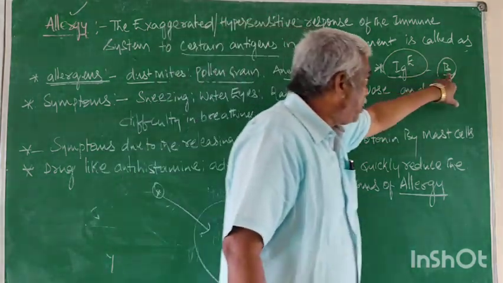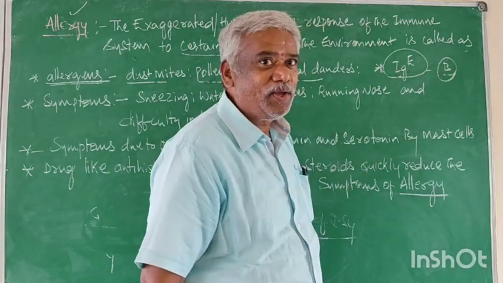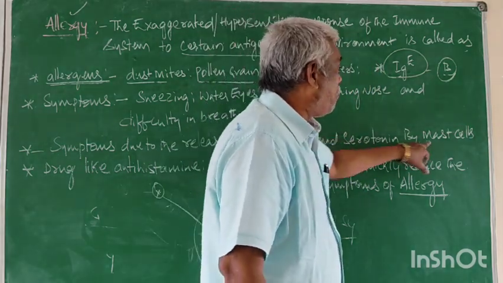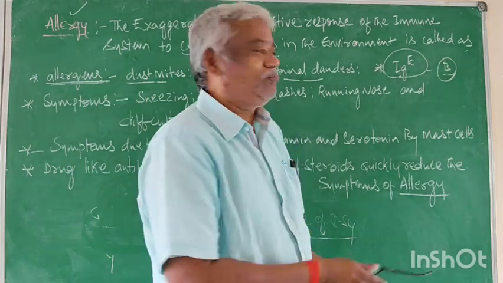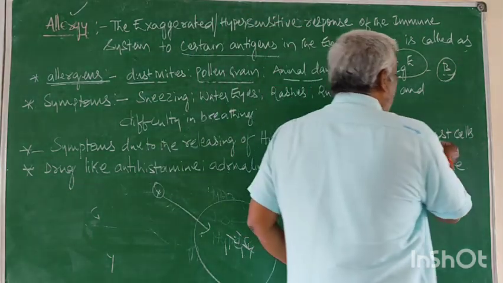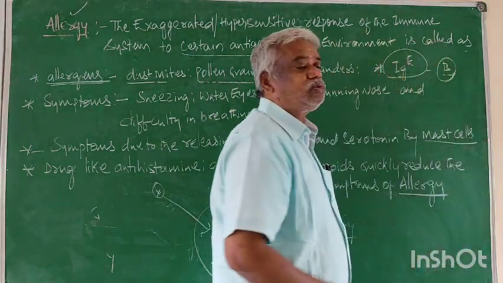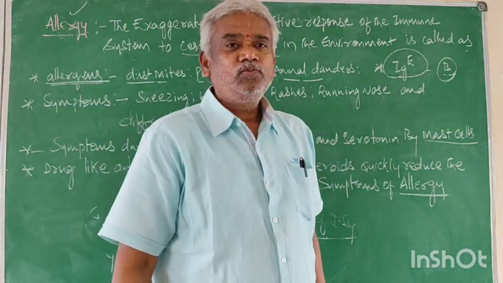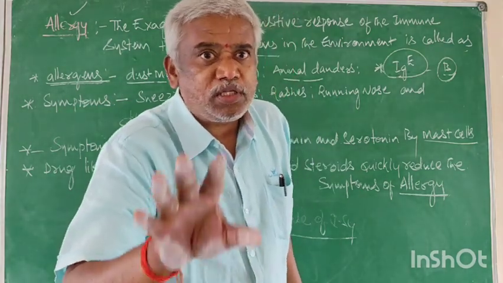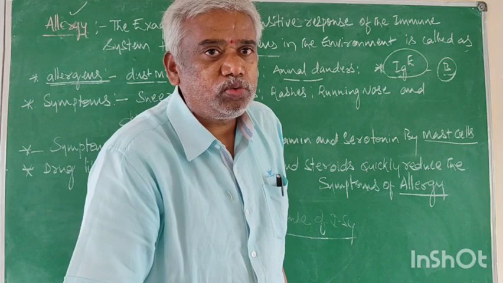In addition to the B cell, mast cells are also involved. This is the main concept. Suppose the immunity system response is optimum.